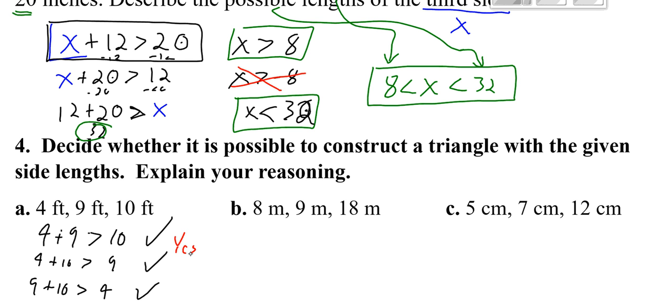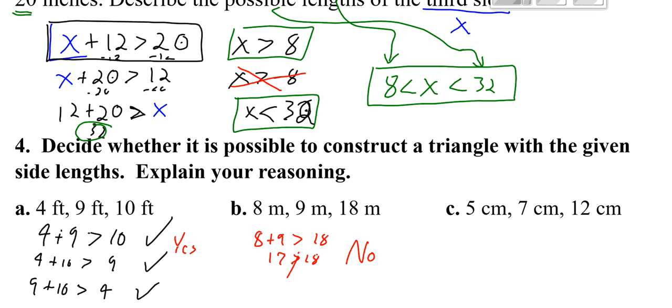For the next one, if I look at them, and I do 8 plus 9, is that greater than 18? Well, 8 plus 9 is 17. That is not greater than 18. So no, we cannot construct that triangle.